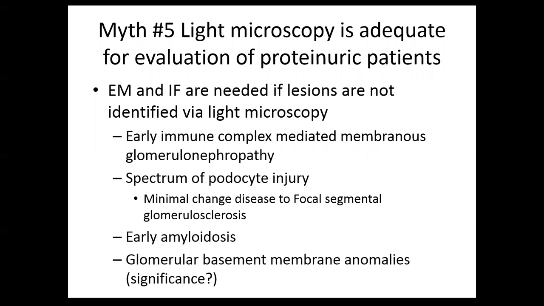Okay, so what situations would EM and IF be relevant for? So early immune complex GN: if it has happened very recently and it's an acute onset of proteinuria, then we would worry that those immune complexes are so small that you're only going to be able to see them with immunofluorescence or with electron microscopy.